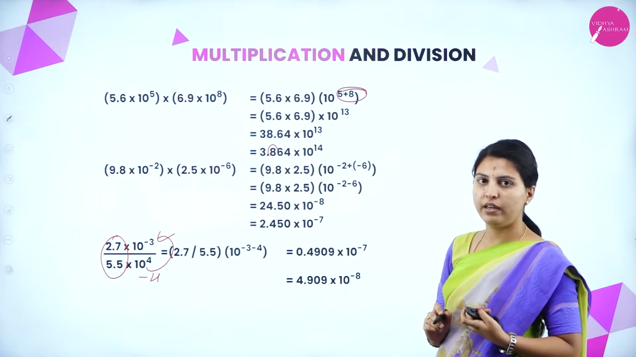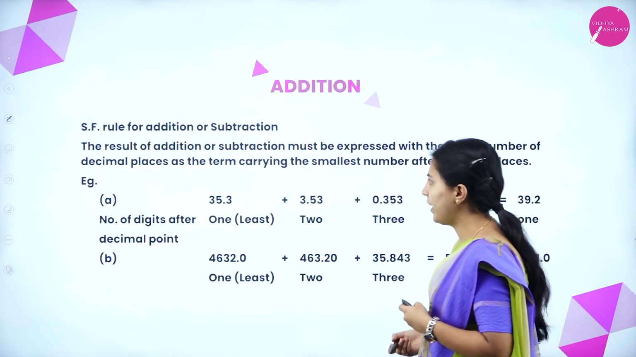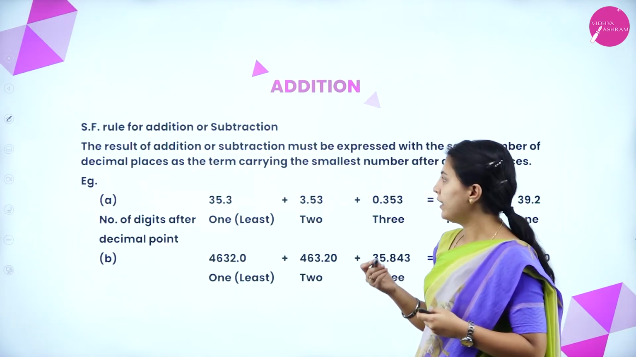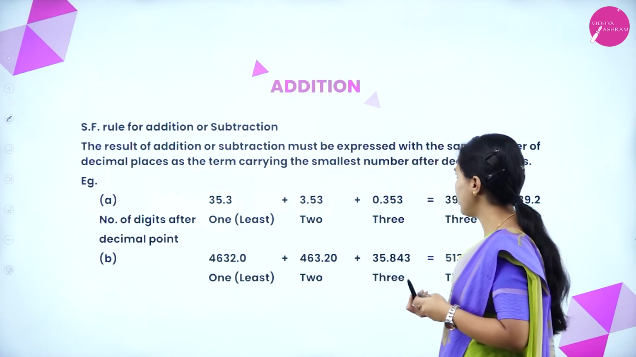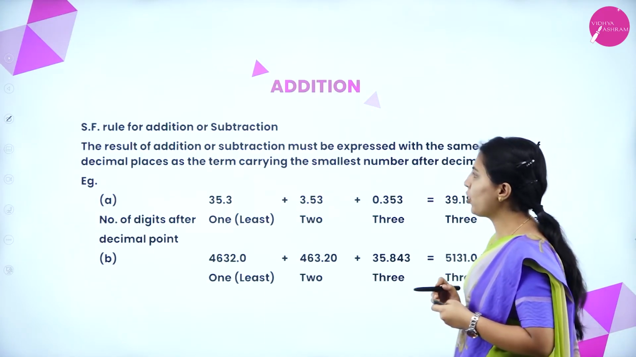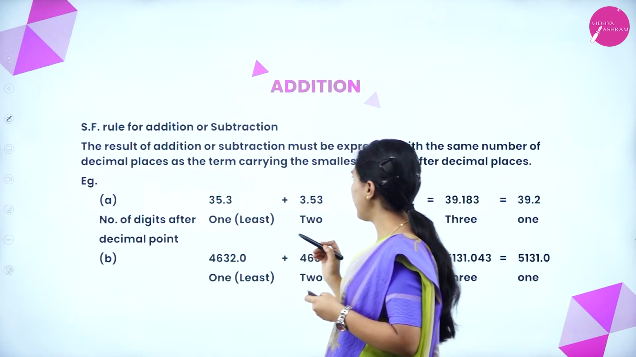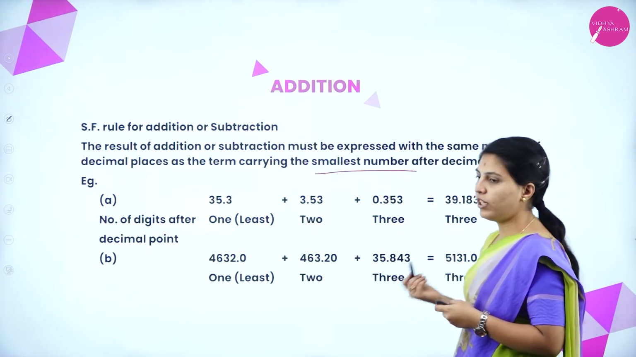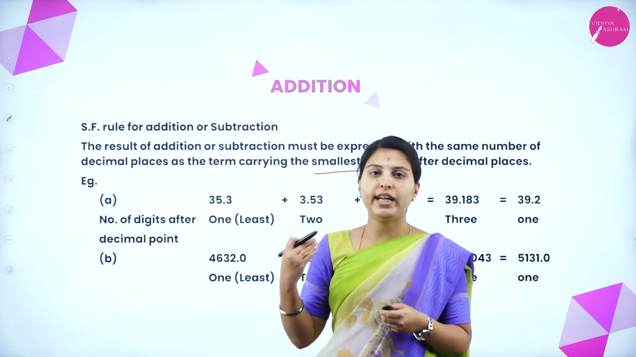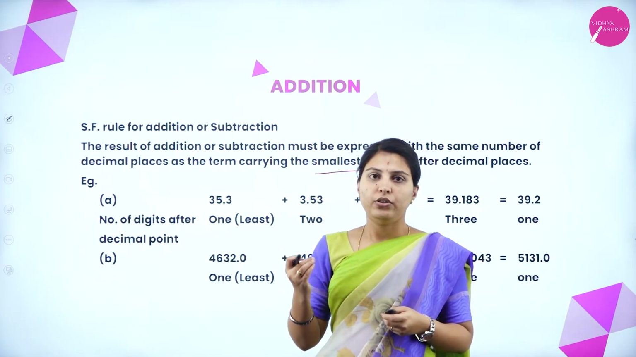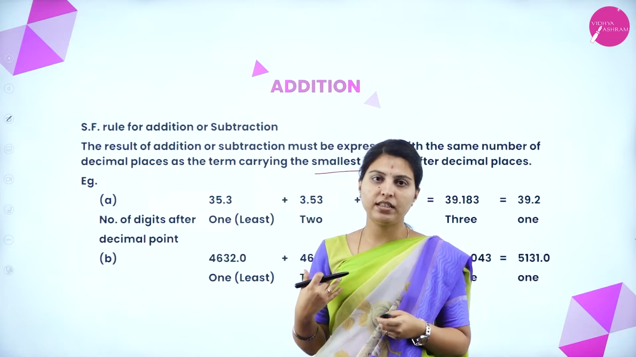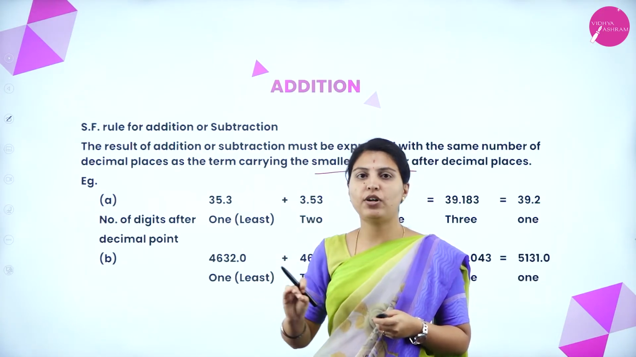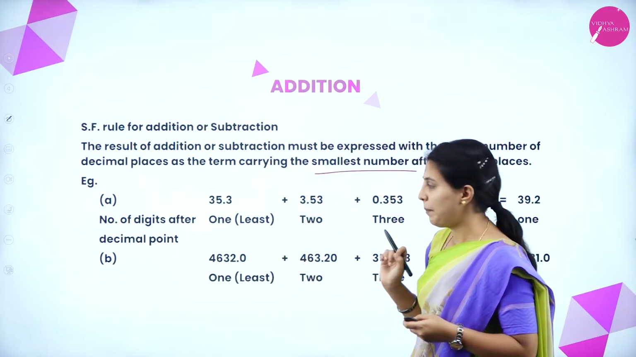Multiplication also you have understood. Next is addition. Significant figure rule for addition and subtraction: the result of addition or subtraction must be expressed with the same number of decimal places as the term carrying the smallest number of decimal places. What they are telling means, after doing addition or subtraction, you will have various decimal places. Which is the smallest decimal place? Your result should be brought to that smallest decimal place.